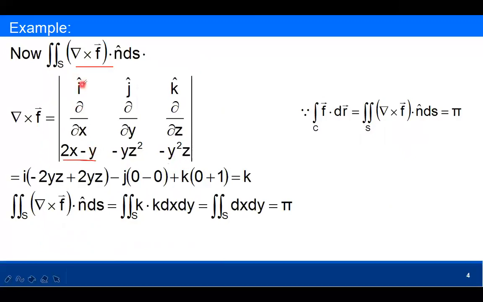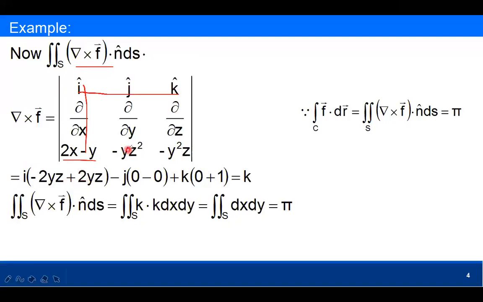For this, eliminating the corresponding row and column, i into dou by dou y of minus y square z. With respect to y, the derivative of y square is 2y, so that is minus 2yz, minus dou by dou z of minus yz square. The derivative of z square is 2z, so that is 2yz. Already a minus is there, so minus of minus is plus 2yz.